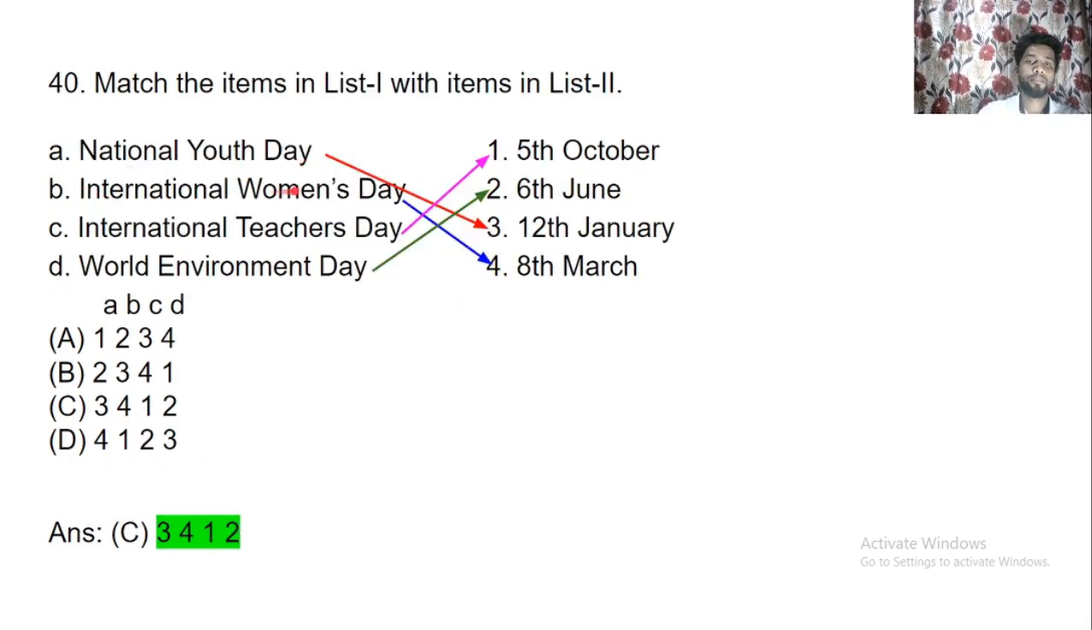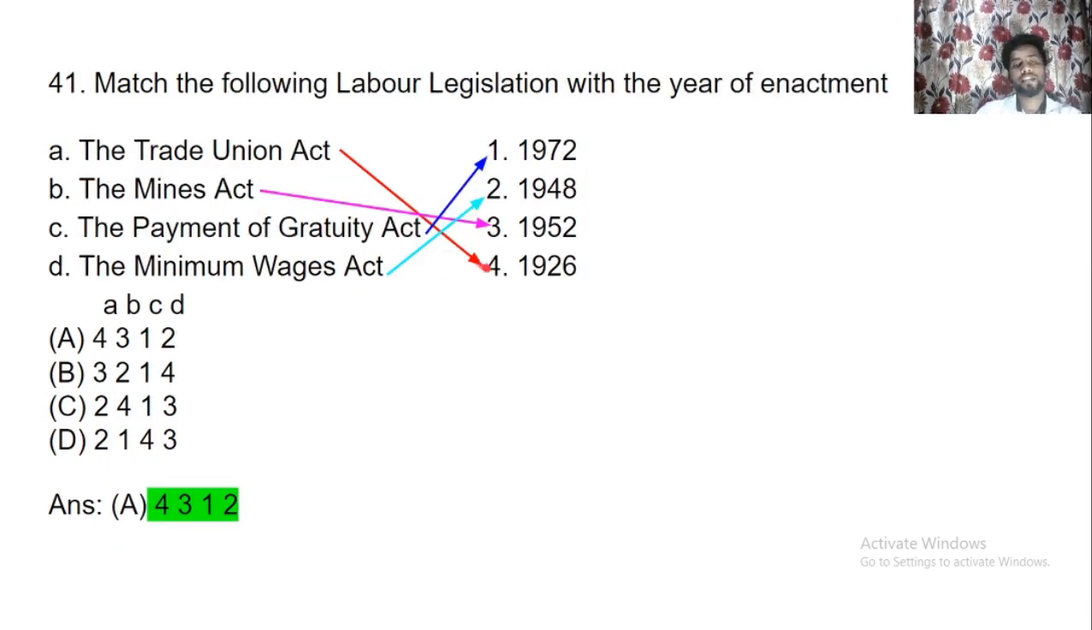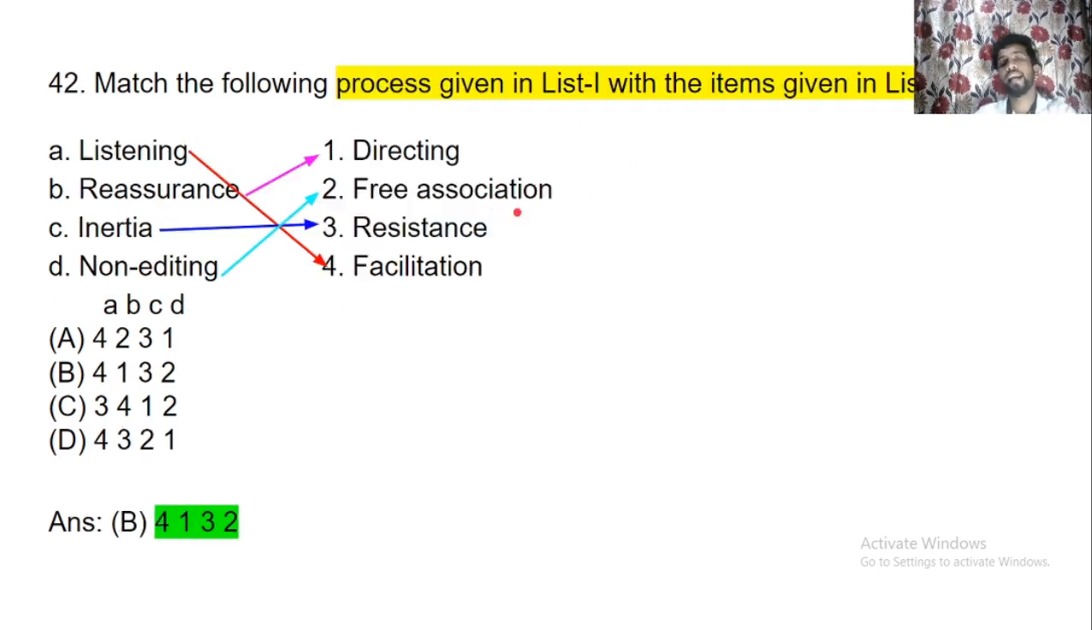Now match the following. National Youth Day is celebrated on 12th January, International Women's Day is celebrated on 8th March, International Teachers' Day on 5th October, World Environment Day on 5th June. This will be your correct sequence. The Trade Union Act, the year of legislation, is 1926. The Mines Act, 1952. The Payment of Gratuity Act, 1972. And the Minimum Wages Act, enacted in the year 1948.